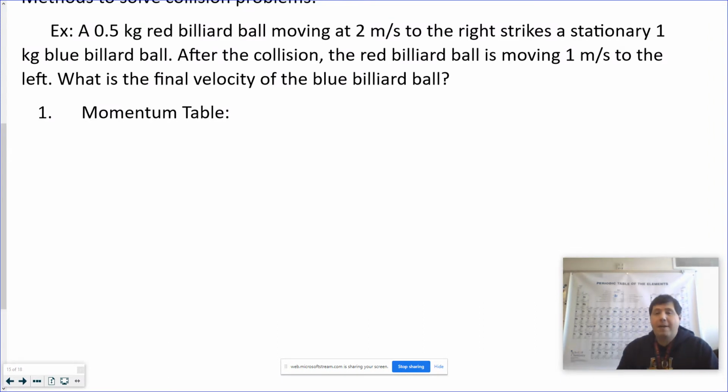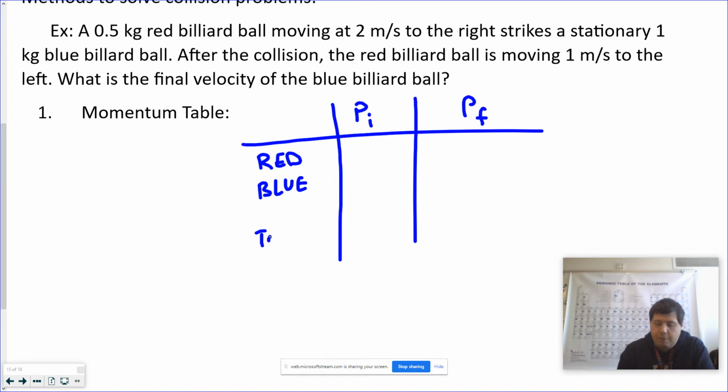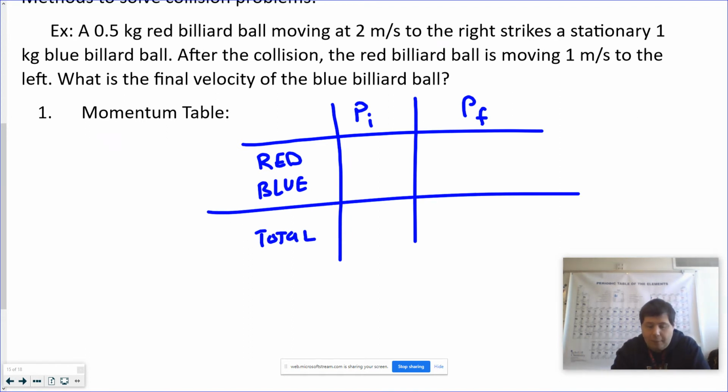So to do a momentum table, what you want to do is make two columns, one for P initial and one for P final. And then as the rows, you're going to list all of the objects. So I've got the red and I've got the blue. And then we're going to also be dealing eventually with the total momentum as well. So red, blue, and total.